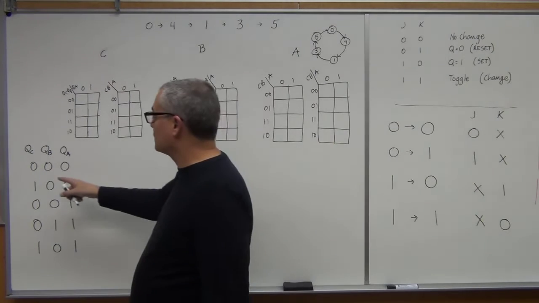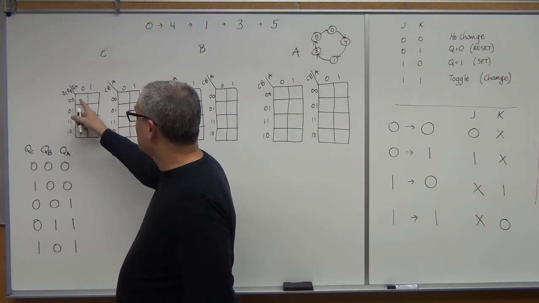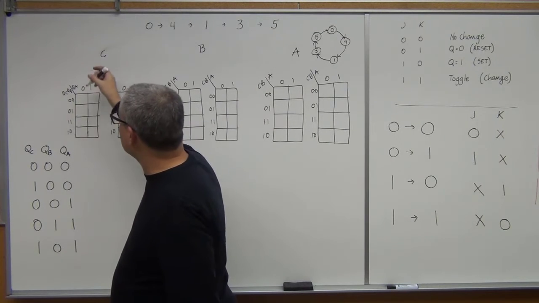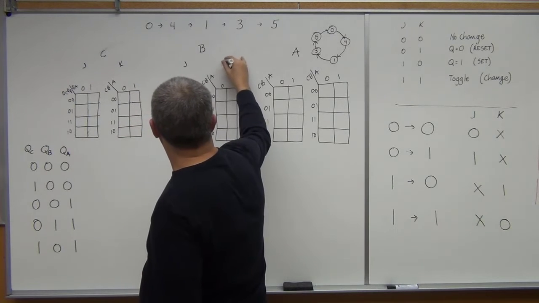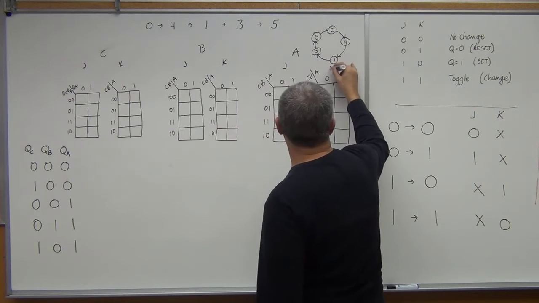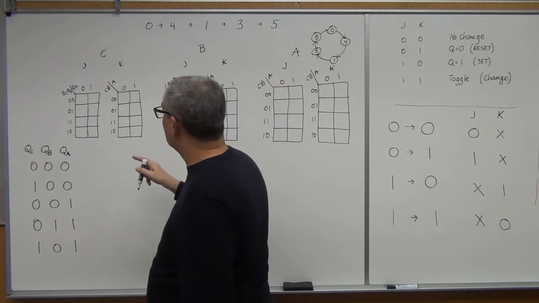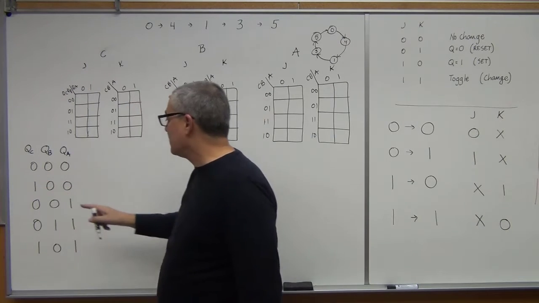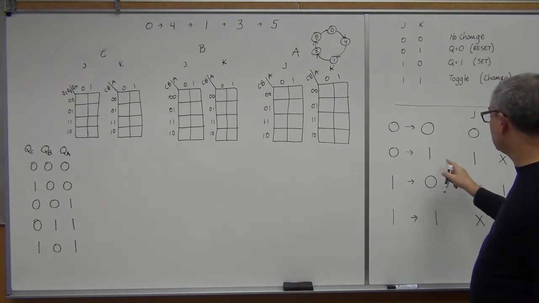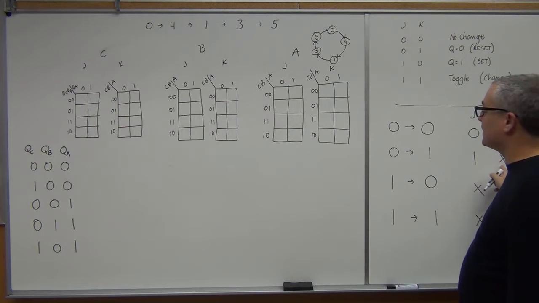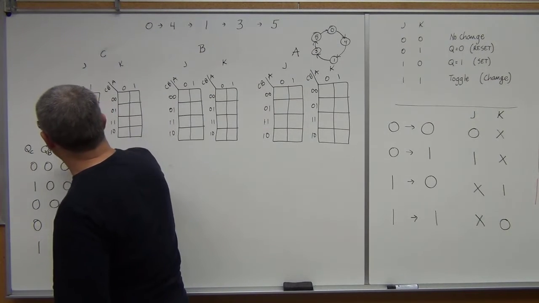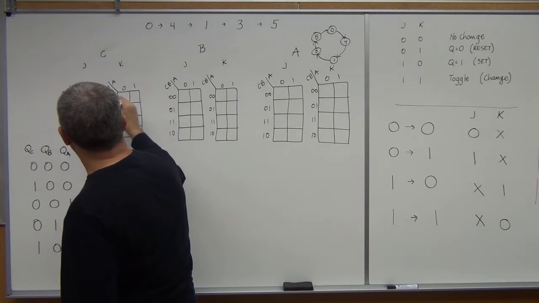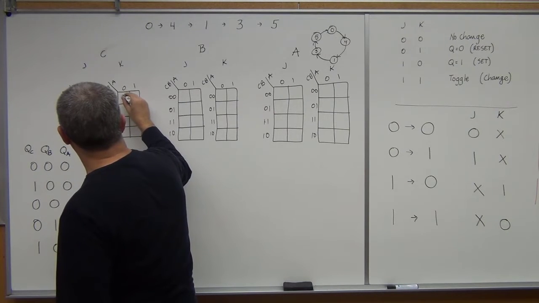So again, because we're at count 0, 0, 0, we're going to go to the 0, 0, 0 box. So this is the J and the K, J and the K, J and the K. So if we go from 0 to 1, J has to be 1, and it doesn't matter what K is. So J has to be 1 in the 0, 0, 0 box, and it doesn't matter what K is.